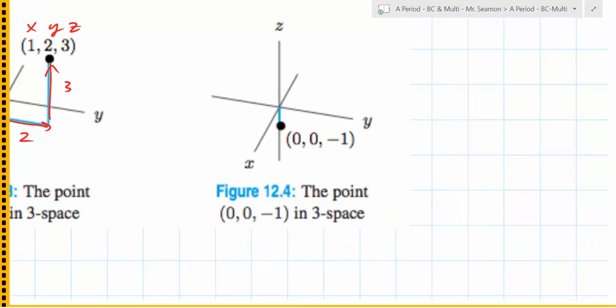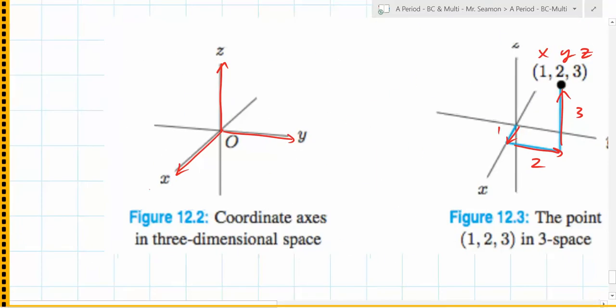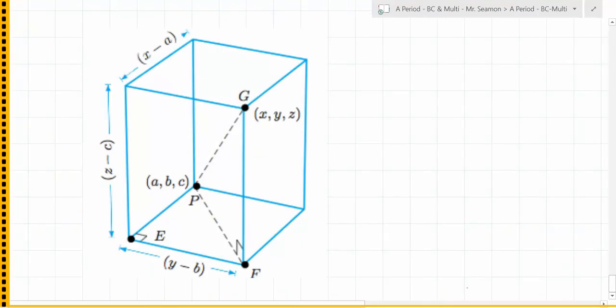So what about this point right here? 0, 0, 1. That means how far on the x-axis do you move? None. How far on the y? None. That means you just go down 1. The red here shows all the positive directions. So if these are the positive directions, what happens if you go the other direction? The negative. Exactly.